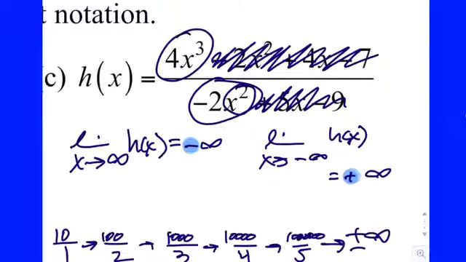Are either one of those finite? No, they are by definition infinite. So this has no HA. So h of x has no horizontal asymptotes, but it might have another type of asymptote.